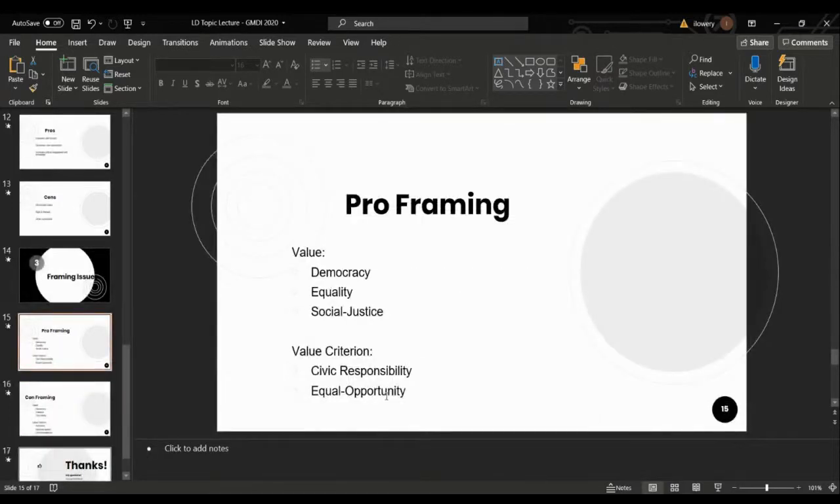All right, so on the pro side, some interesting opportunities for framing issues. Firstly, values that I think would work very well for this case would be things in the vein of democracy, equality, social justice, or social equity. And criterions that I think would work well with those values and lead to an interesting discussion would be what I'm calling here civic responsibility. I was going to call that civic duty, but something that I had in mind is a lot of people don't like hearing the civic duty argument, right? It's your civic duty to vote. It's something we've all heard before.